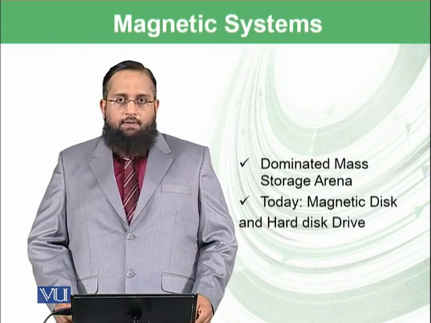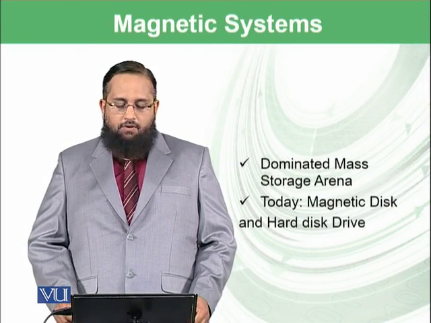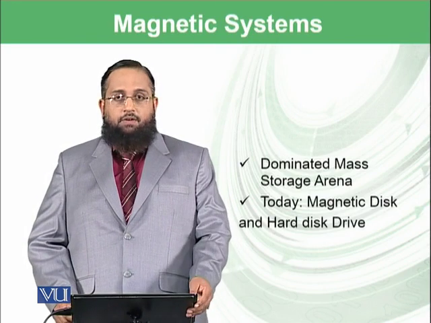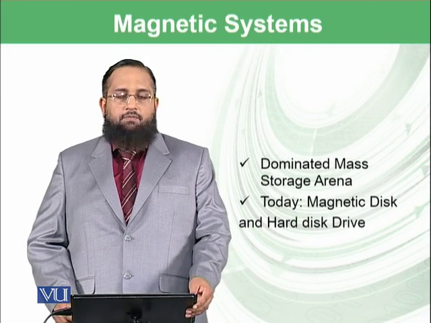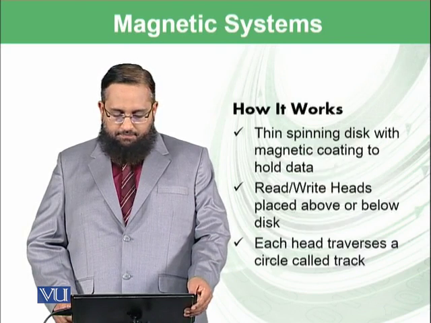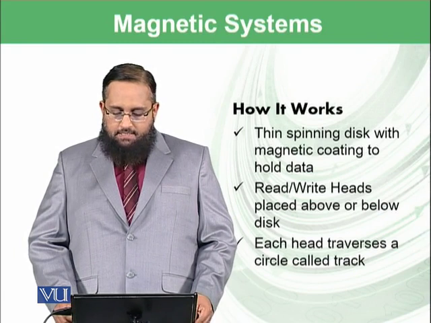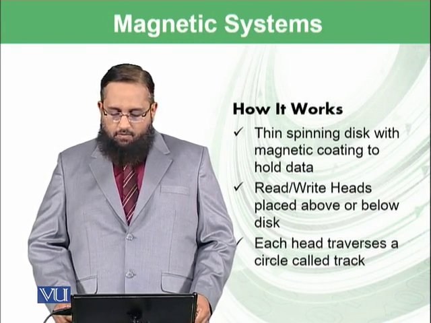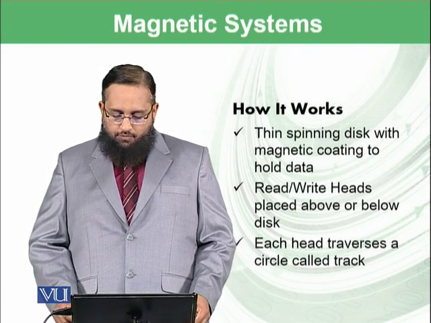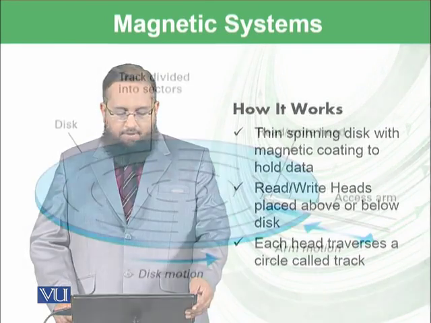And these remained dominant in the mass storage arena, and today magnetic disks and hard disk drives are used. You must have heard about hard disk. That is a form of magnetic system. How does it work? In fact there is a thin spinning disk with magnetic coating to hold data, and there is a read-write head placed above or below the disk. I will show you in the next slide, and each head traverses a circle called a track.